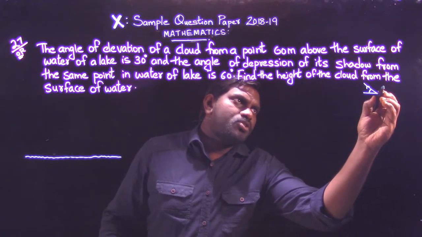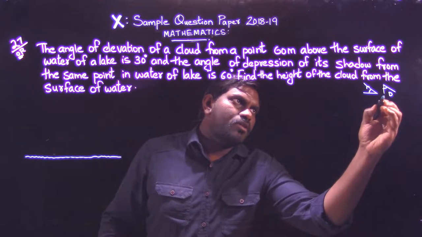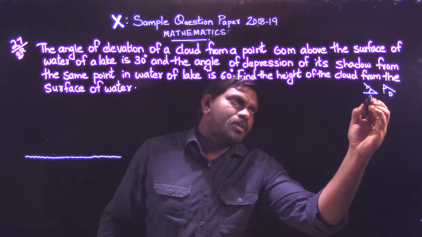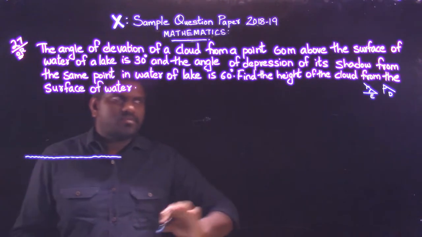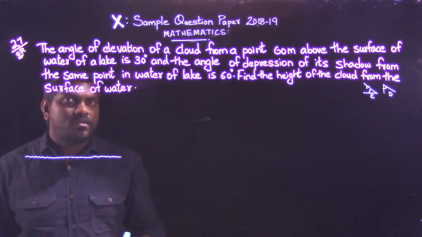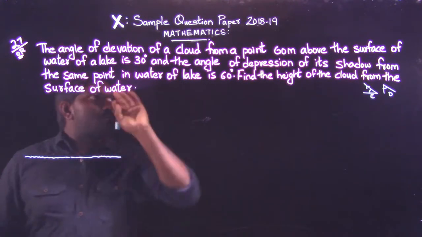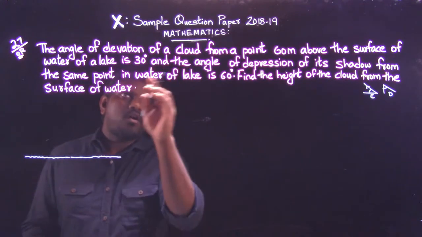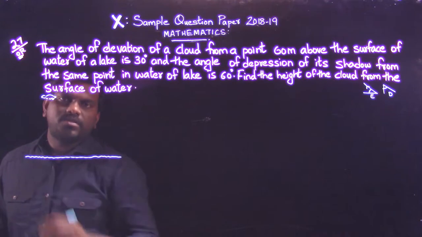When it is depression, you are at the top and you are looking down, so that is depression. This is angle of elevation. So E and D, that concept needs to be very clear to do this problem. Angle of elevation, we are looking up. I'm looking up, that is elevation of a cloud. So here is a cloud. Here is a cloud here.